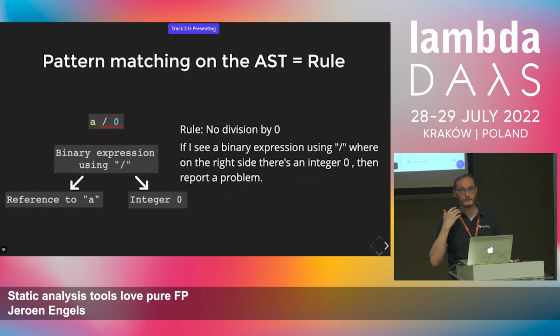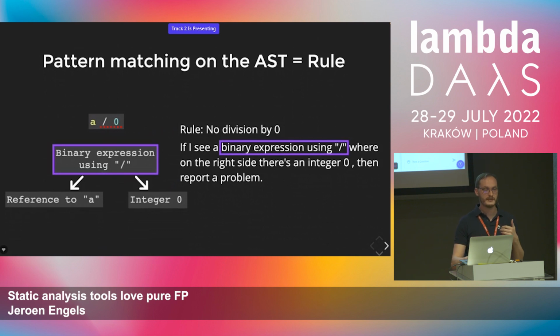So a nice thing that you can do with ASTs is pattern match on them. You go through them, you pattern match, and based on what you find, you report errors. And that is basically what a linting rule is. So if we have a rule that wants to report divisions by 0, which is a bad thing to do, what you could do is write a rule that goes through the AST and says, if I see a binary expression using slash, the division operator, where on the right side there's an integer 0, then report a problem. This is a very trivial example, a very simple one, but it works. And that is basically a very simple linting rule.